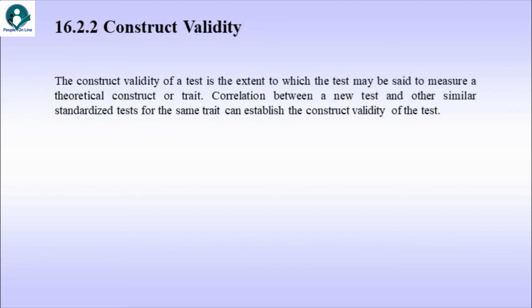Construct validity. The construct validity of a test is the extent to which the test may be said to measure a theoretical construct or trait. Correlation between a new test and other similar standardized tests for the same trait can establish construct validity of the test. And this is just one example that we have cited.